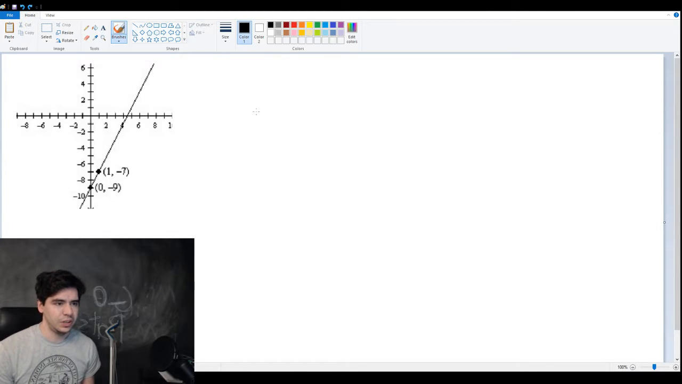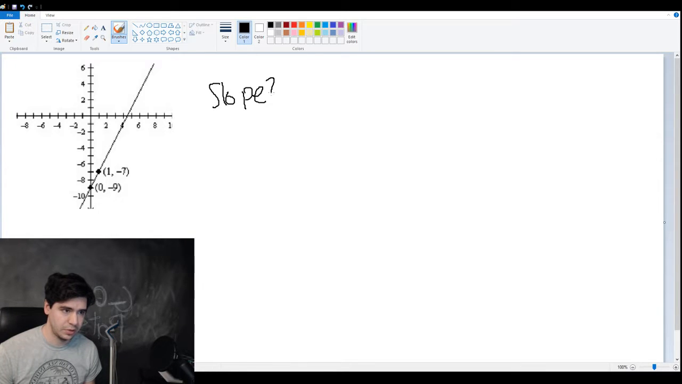All right, so here we are. We are looking for the slope for this question. And so what we do know is we have 2 points. We have (0, 9) as the first point on the left, and then it goes up and to the right, to (1, -7).